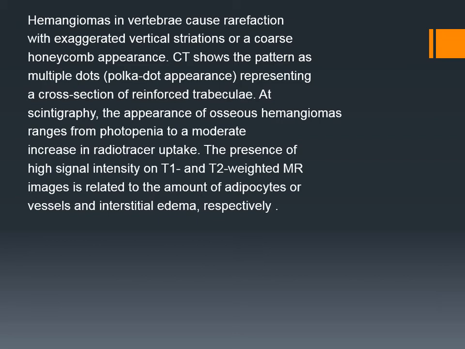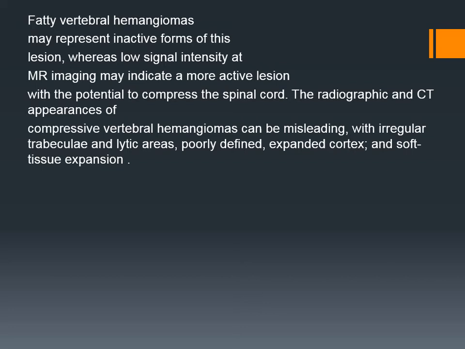The presence of high signal intensity on T1 and T2 weighted MR images is related to the amount of adipocytes or vessels and interstitial edema, respectively. Fatty vertebral hemangioma may represent inactive forms of this lesion, whereas low signal intensity at MR imaging may indicate a more active lesion with a potential to compress the spinal cord. The radiographic and CT appearance of compressive vertebral hemangioma can be misleading, with irregular trabeculae and lytic areas, poorly defined expanded cortex and soft tissue expansion.